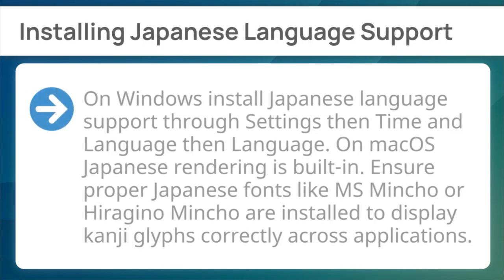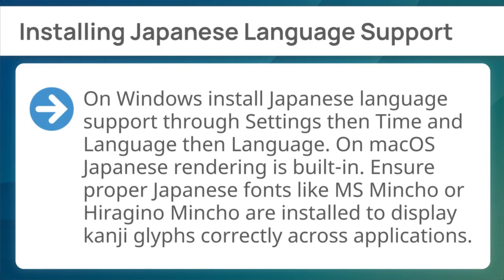Finally, installing Japanese language support. On Windows, install Japanese language support through Settings, then Time and Language, then Language. On macOS, Japanese rendering is built in. Ensure proper Japanese fonts like MS Mincho or Hiragino Mincho are installed to display kanji glyphs correctly across applications.